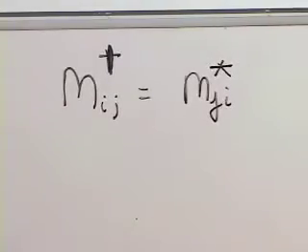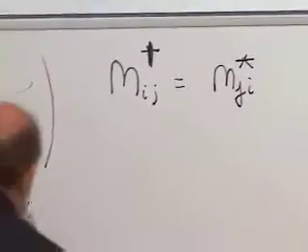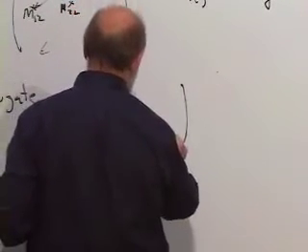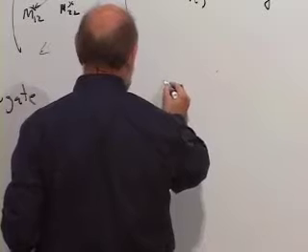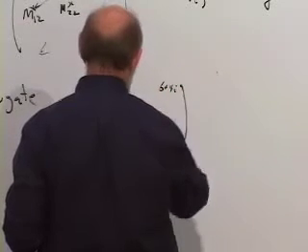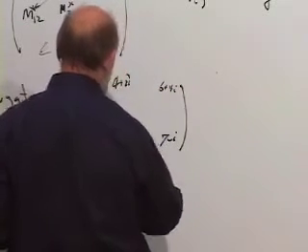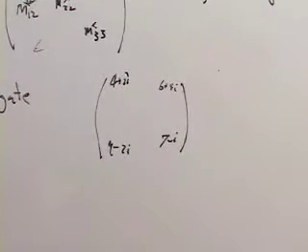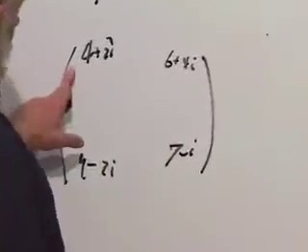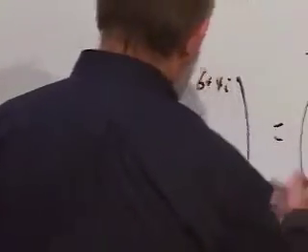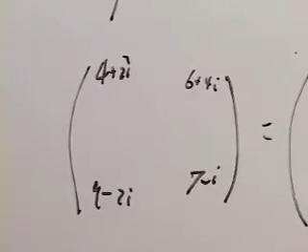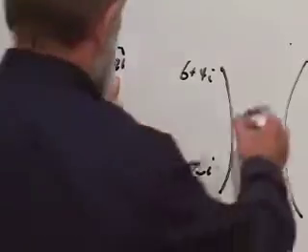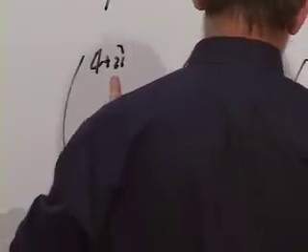All right, so let's do an example. Here's an example. 4 plus 2i, 7 minus i, 6 plus 4i, and 9 minus 2i. All right, what's the dagger, the Hermitian conjugate of that matrix? Well, the diagonal elements, they don't move when you transpose. Transposing a diagonal element stays in the same place, but we have to complex conjugate it. So we get 4 minus 2i.